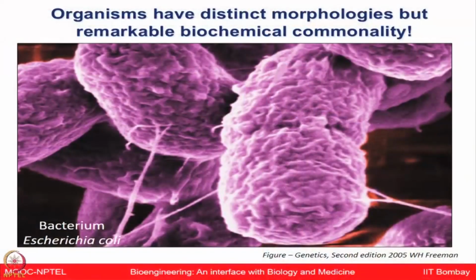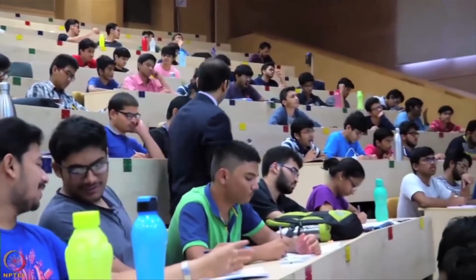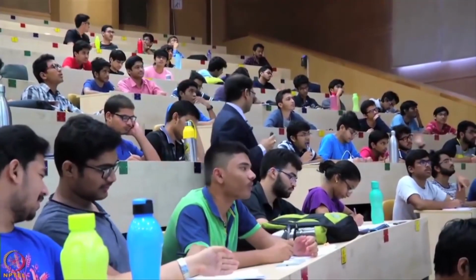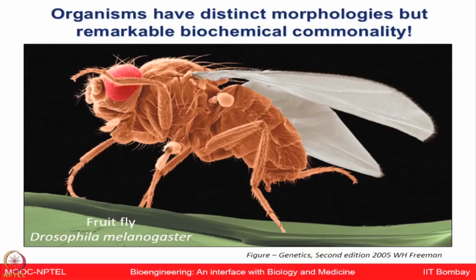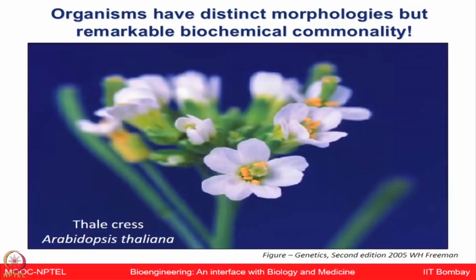So, on the screen I am showing you one image. Can you identify what this particular organism is? Alright, so you have mentioned, it is bacteria, which is Escherichia coli. Now, let us look at the next image. This is fruit fly, Drosophila melanogaster. Let us look at now this plant image. This is Thale cress or Arabidopsis thaliana.